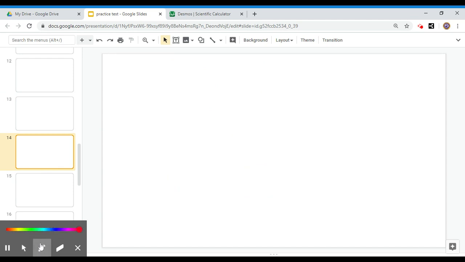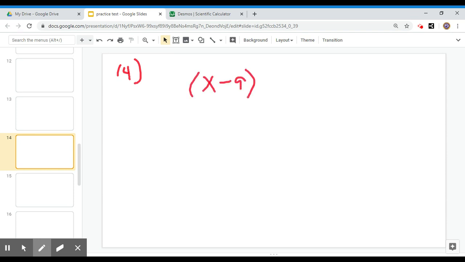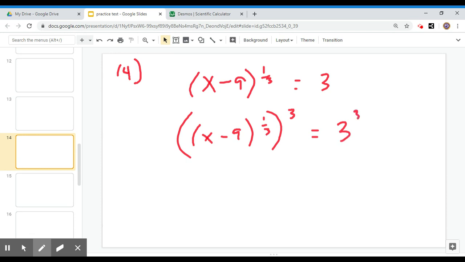For number 14, we have a rational exponent. So we have x minus 9 to the 1/3 power equals 3. So the way we undo a rational exponent is by raising it to the reciprocal power. So the reciprocal of 1/3 is 3 over 1, which is just 3. So we're cubing both sides again.